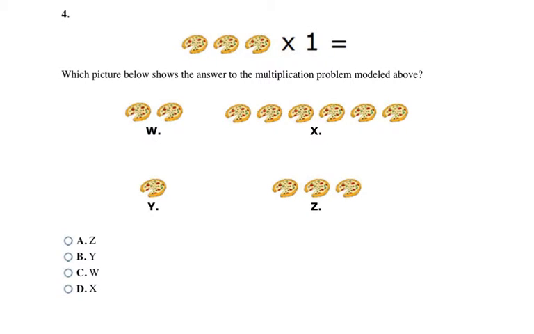This is just another example doing the same thing. We have 1, 2, 3 pizzas multiplied by 1. So 3 times 1 is 3, which just means we're looking for those same 3 pizzas in our answer. The choice that has 3 pizzas is Z, so my final answer is A.